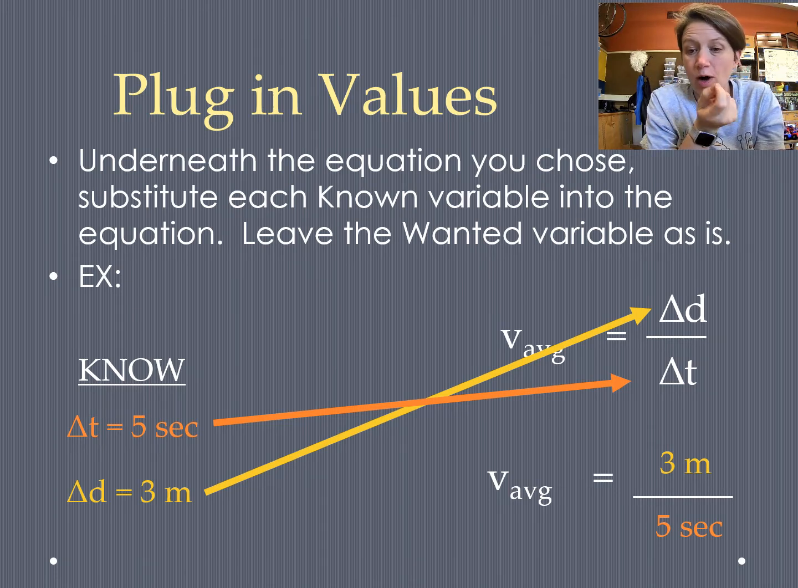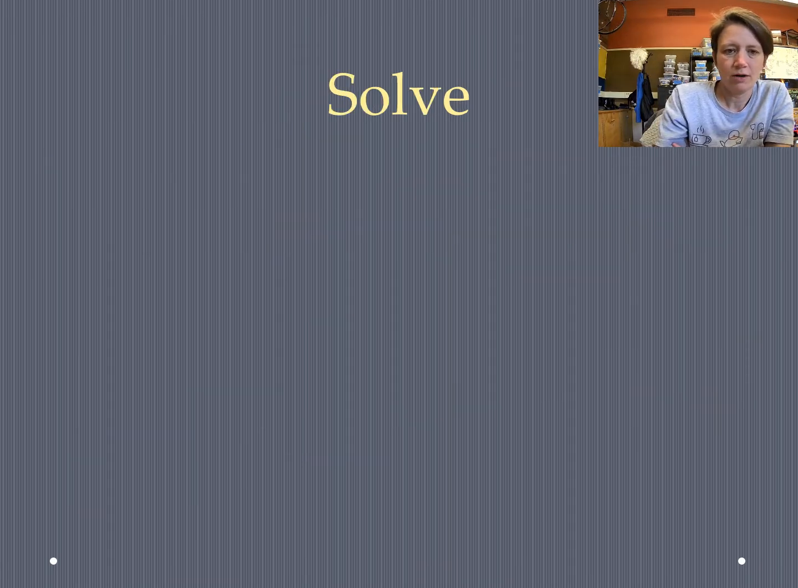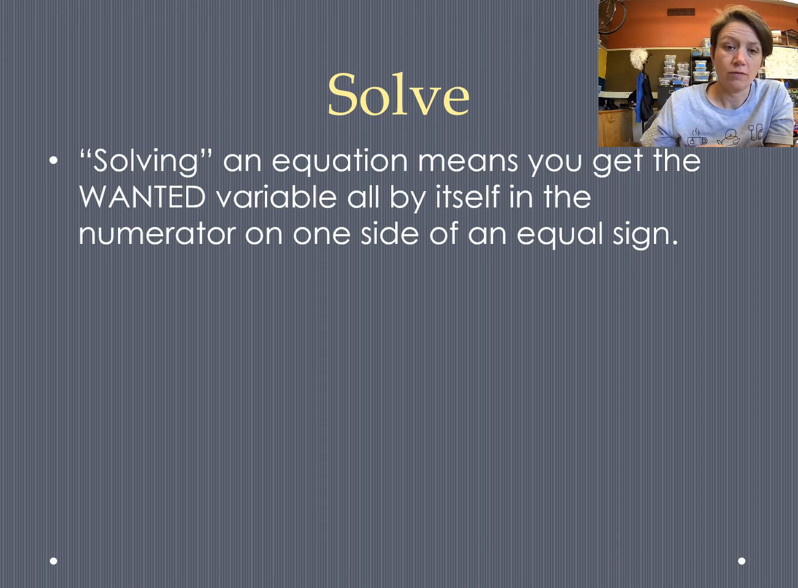A quick little note. You're not always going to have the wanted variable by itself on one side, right? Sometimes it will be the delta d that we want to solve and other things. So that's fine. You would just plug in wherever the variables are and just leave it looking like however it looks once they're plugged in. Once you've got your variables plugged in, then you get to solve the equation.